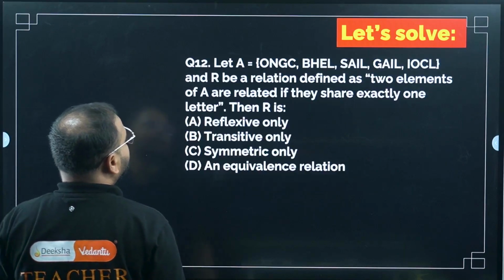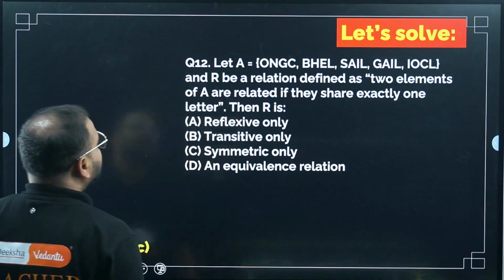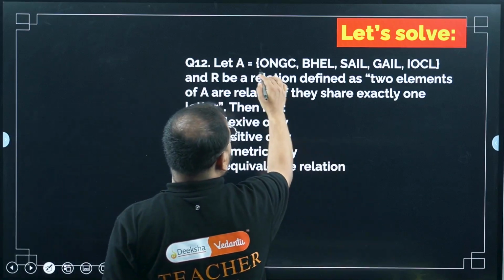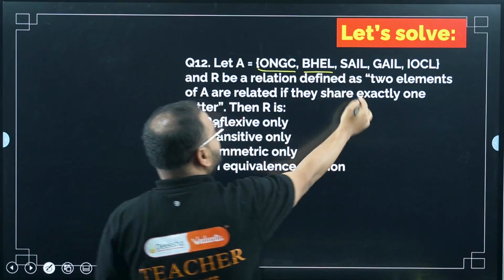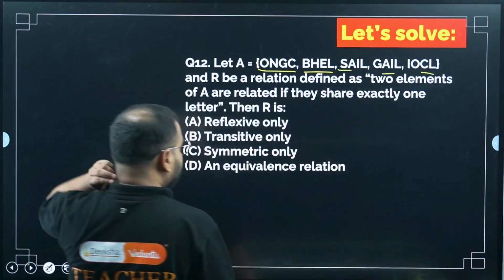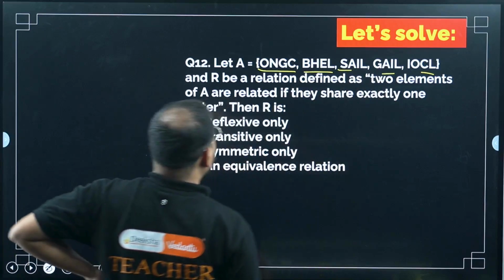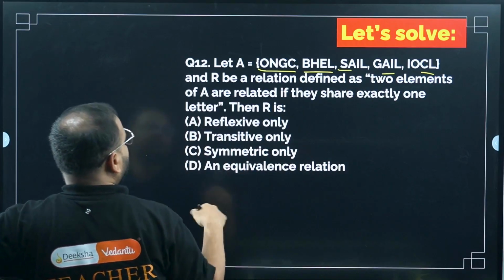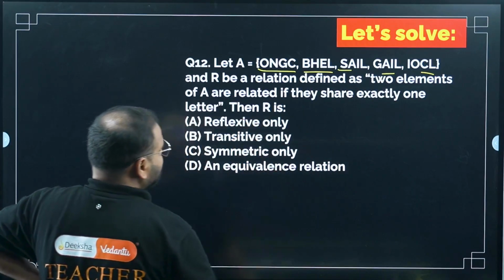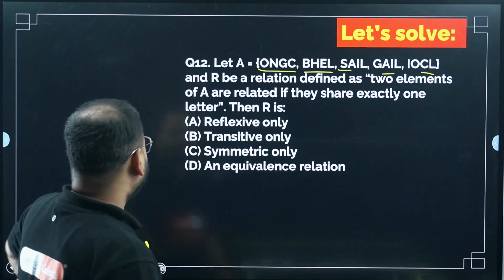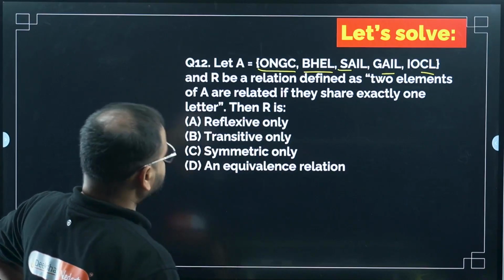Let's move on. Now this problem. They are saying there's a set given as ONGC, BHEL, SAIL, GAIL, IOCL. So 1, 2, 3, 4, 5 elements, right? They are not asking the number. They are asking whether a relation is reflexive and transitive or not. So we have to see that.